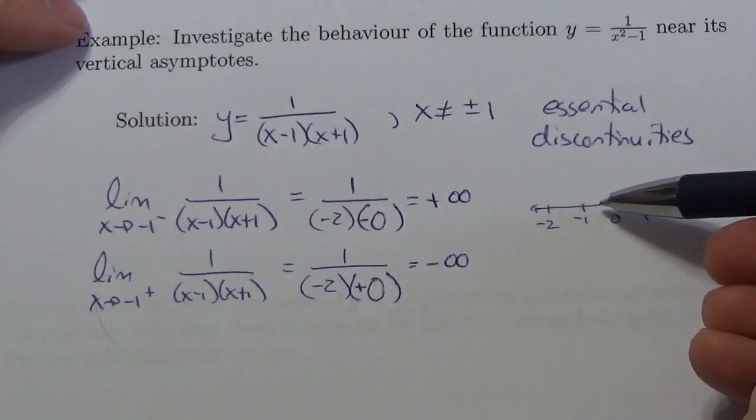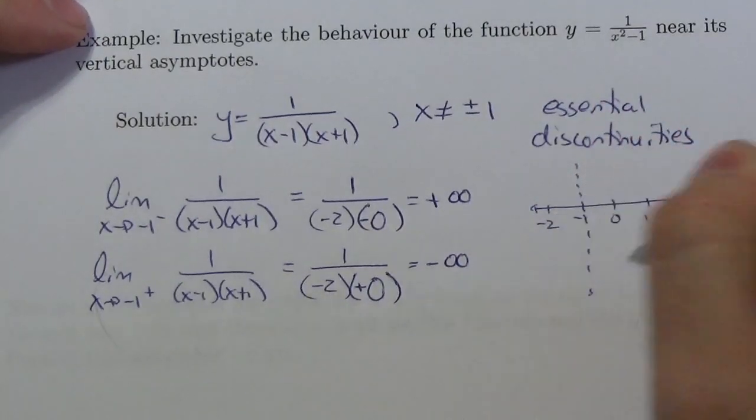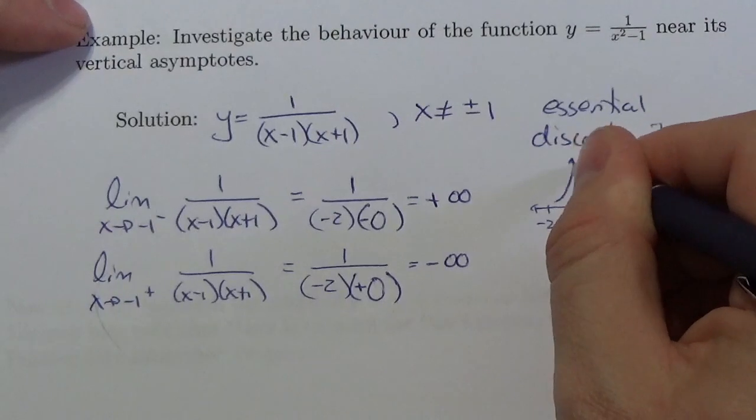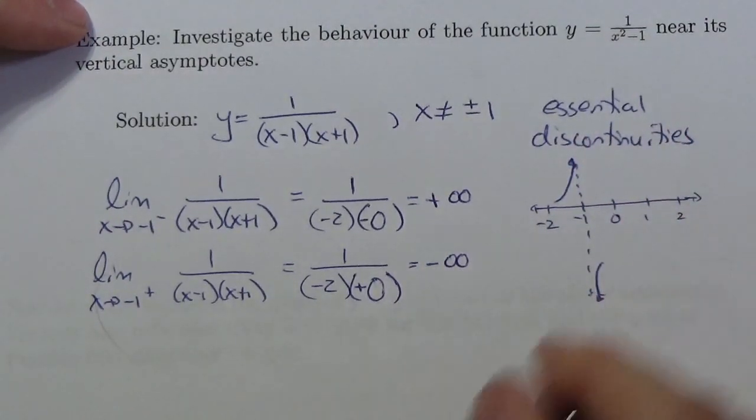So in other words, as I approach negative 1 from the left-hand side, the graph is going up to infinity. From the right-hand side, it's going down to negative infinity.